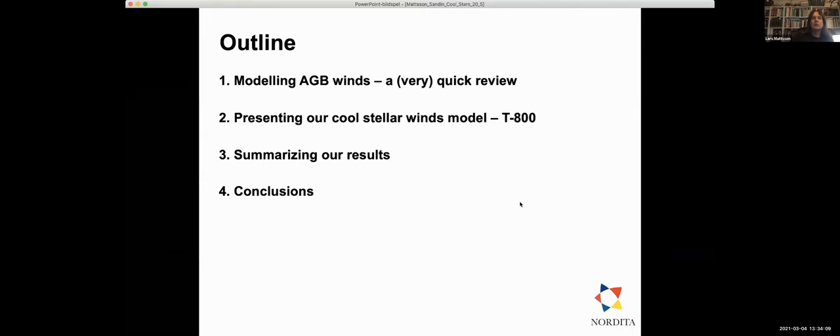Quick outline. I'm going to give you a very quick review of AGB wind modeling, and we're going to present a new wind modeling code, which we call T800. And I will summarize some first results from that code and present some conclusions.